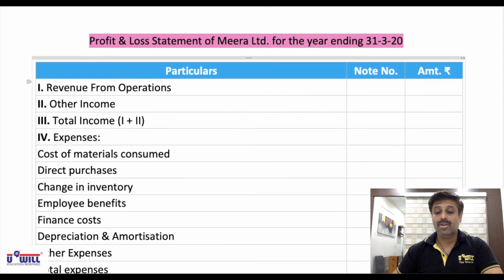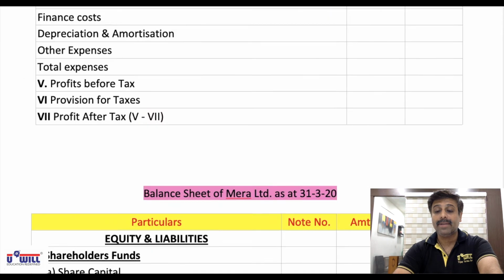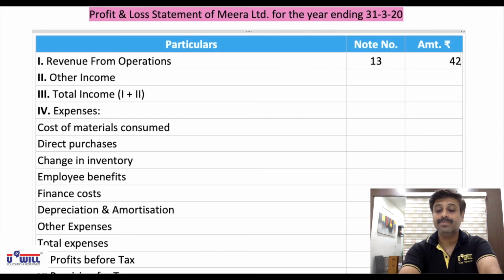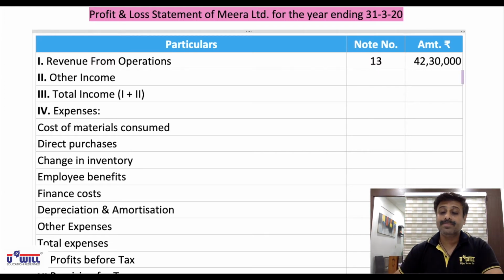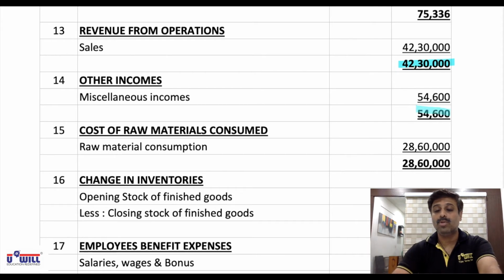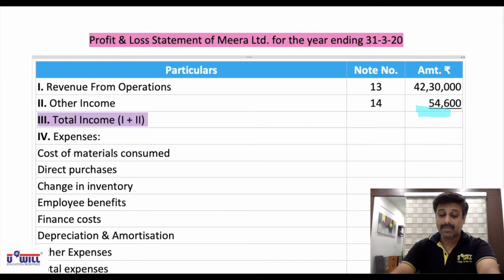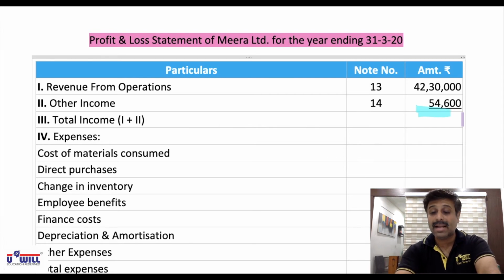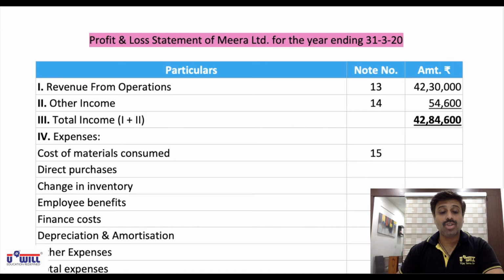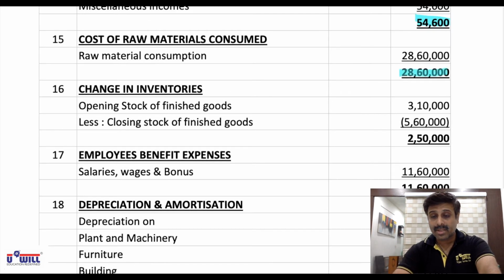So revenue from operations we get from note number 13, 42,30,000. We'll write down note number 13, 42,30,000. Then other incomes will come from note number 14, 54,600. Total will be 42,30,000 plus 54,600, that is 42,84,600. Then expenses, cost of materials consumed in note number 15, 28,60,000.